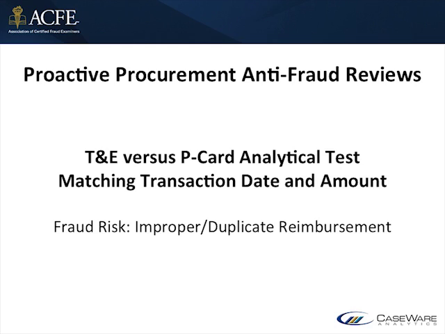But again, triangulation is where you're looking across T&E to Pcard, Pcard to AP, AP back to T&E. We're not going to do all three in this test. We're only going to do two of them, but we're going to look at T&E versus Pcard, and we're going to look for matching transaction dates and amounts. And the fraud risk here would be improper or duplicate reimbursement to an employee. So in other words, an employee purchases something on his Pcard and then decides to run it through as an out-of-pocket expense on a T&E report. Well, the merchant obviously has already been paid with the Pcard, so then that money just goes into the pocket of the employee.